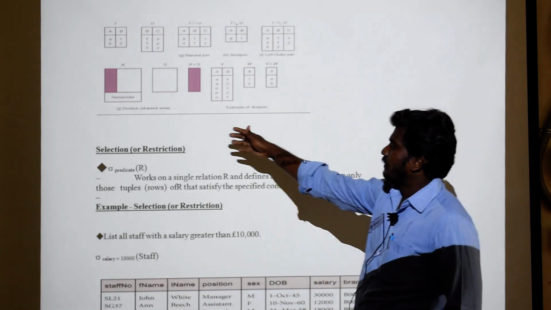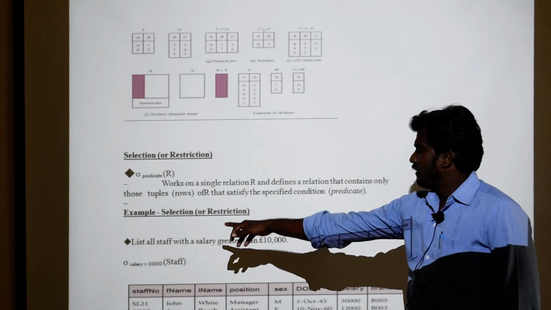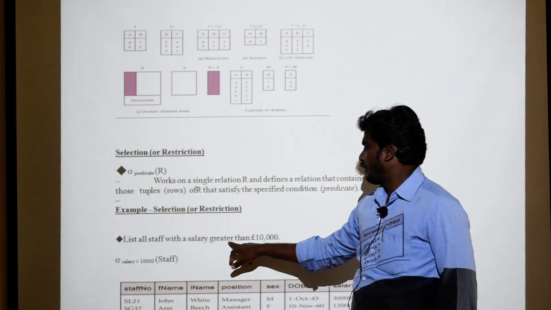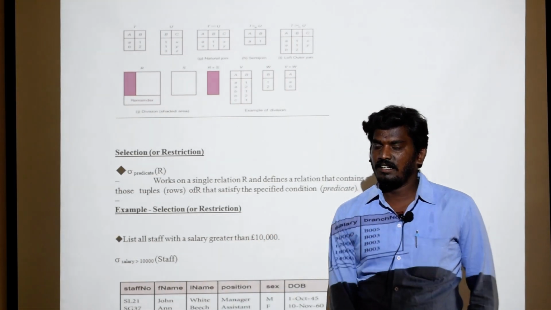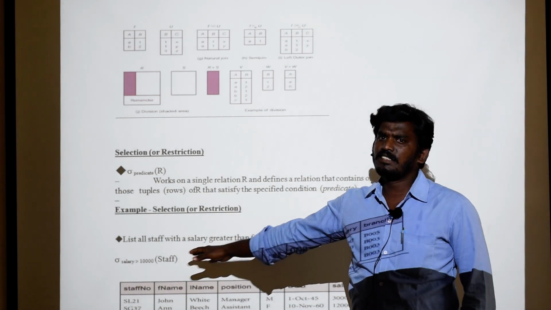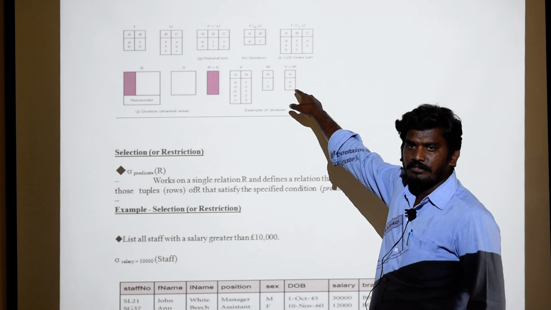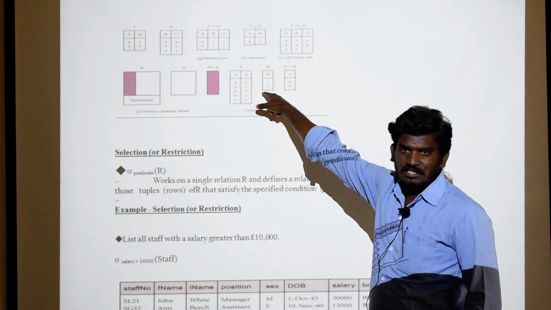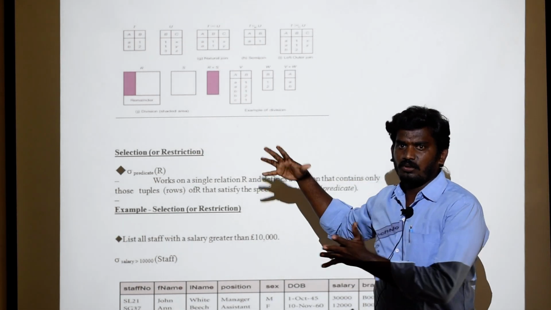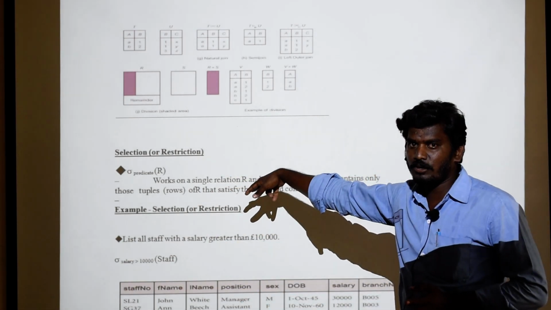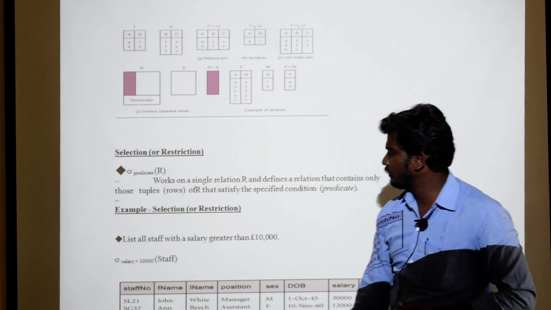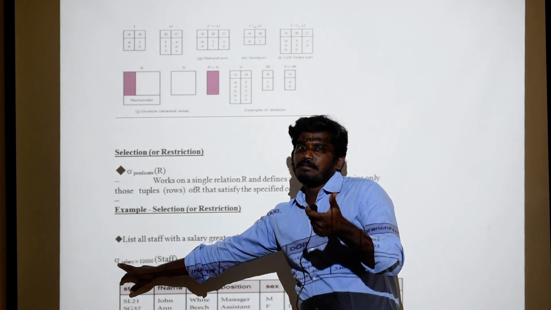Now we are going to the selection operator, some examples. List all staff with a salary greater than 10,000, isn't it? This is your normal DBMS query language. Using an SQL query, you write select star from the table name, with a where statement, you just apply the condition, okay? But relational algebra reduces some of the syntax, using just symbols, okay?